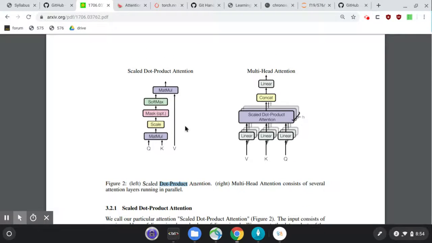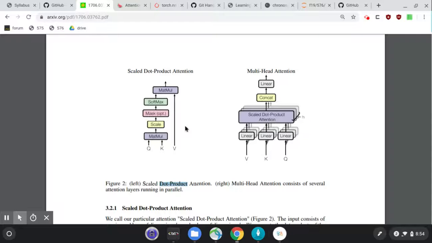And what they also do is maintain h copies of parameters. What they're trying to do is not just a single query-key operation to find which vector is important. They actually want to do many of them.